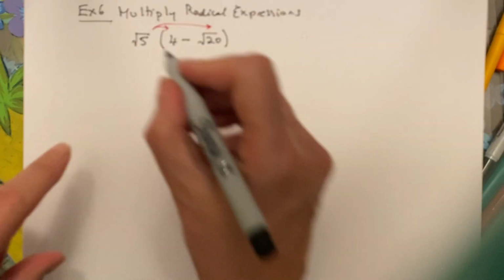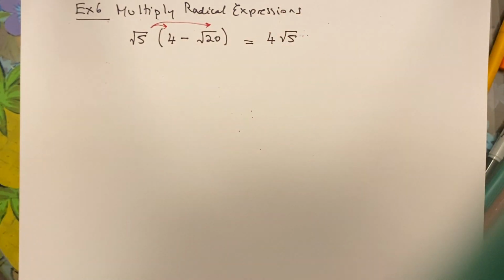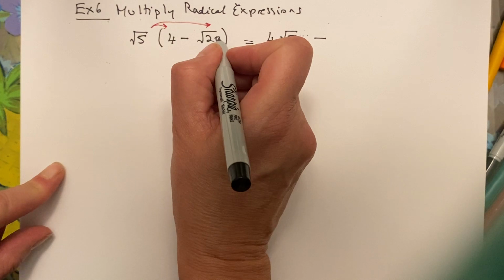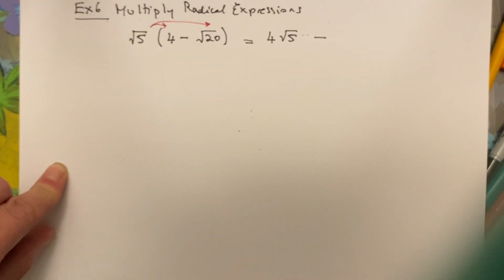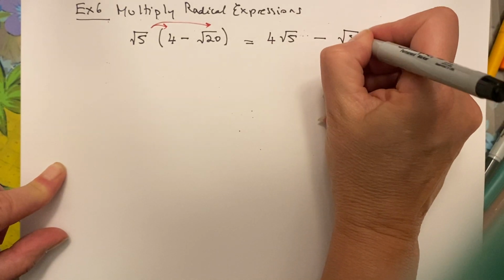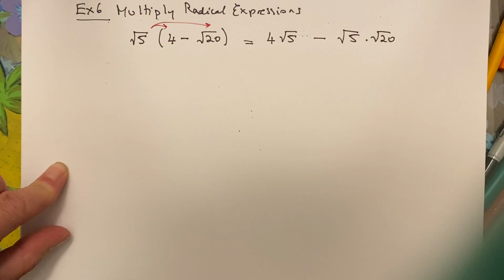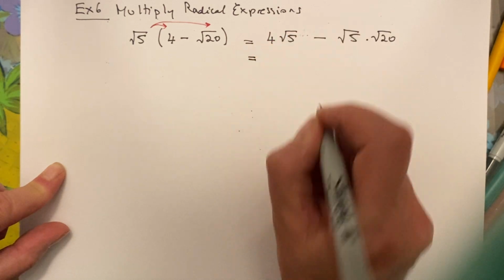So, square root of 5 times 4 is 4 square root of 5. You always put the number in front and the radical second. And then minus, and then we're going to multiply square root of 5 times square root of 20. Now we know from part 1 of this lesson, the square root of 5 times square root of 20, because of the product property of radicals, can be combined.